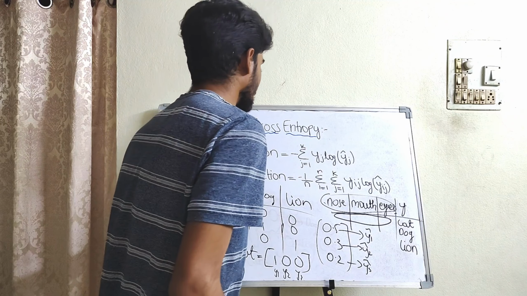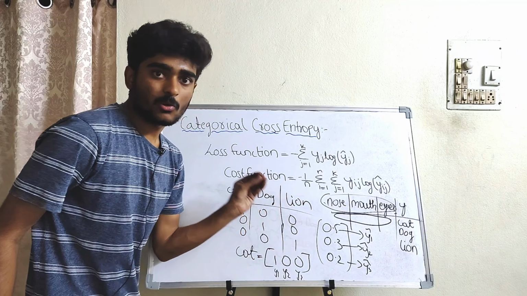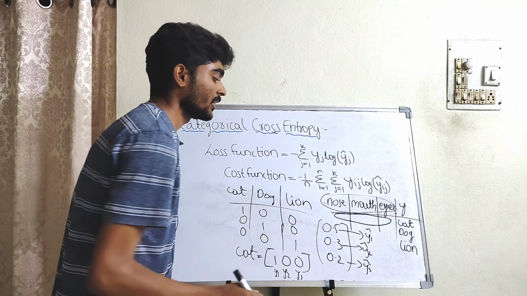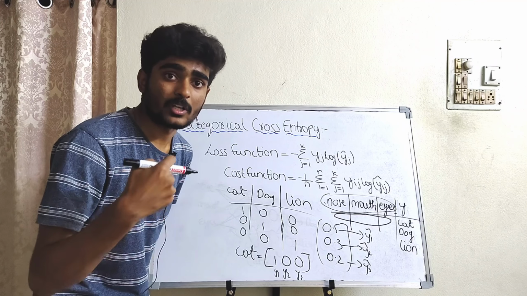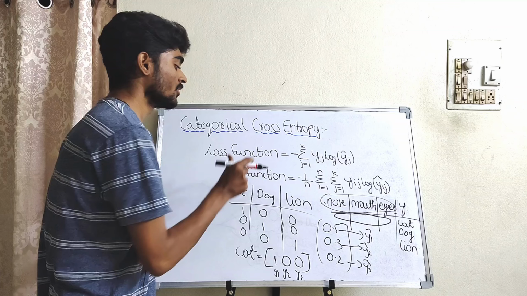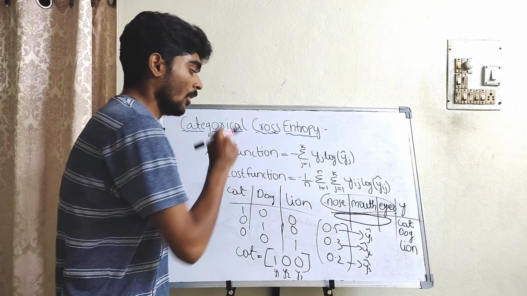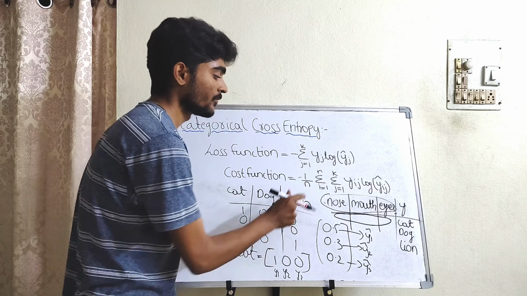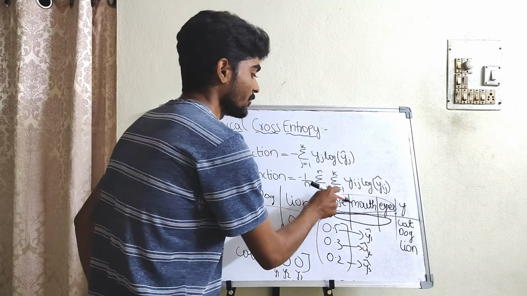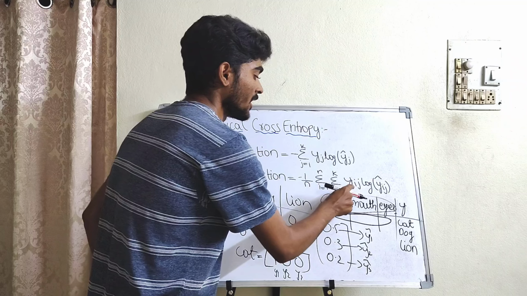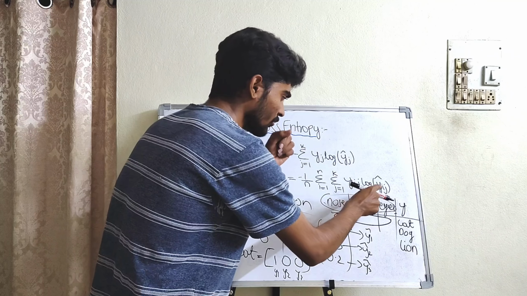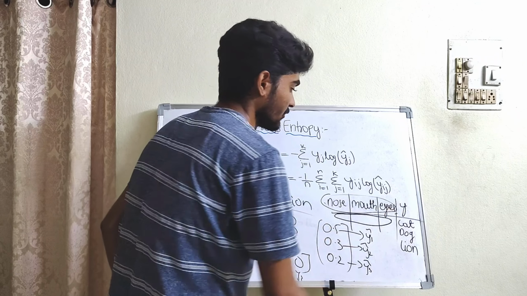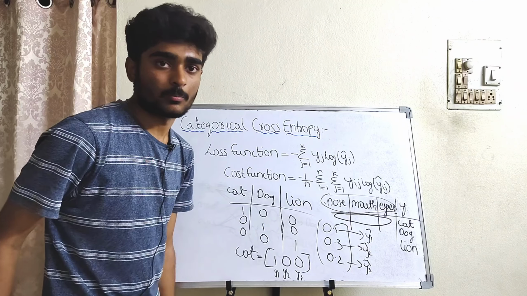Now let's determine the cost function. The cost function is represented by minus 1 by n, where n represents the number of training samples that we are considering to calculate the cost function. Then summation of i equals 1 to n, and summation of j equals 1 to k, of yij log yij hat, the true output and the predicted output.